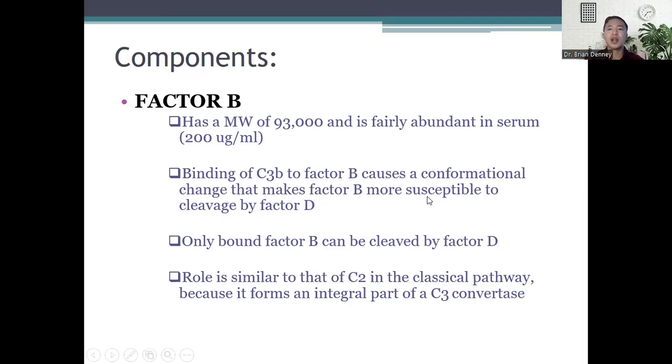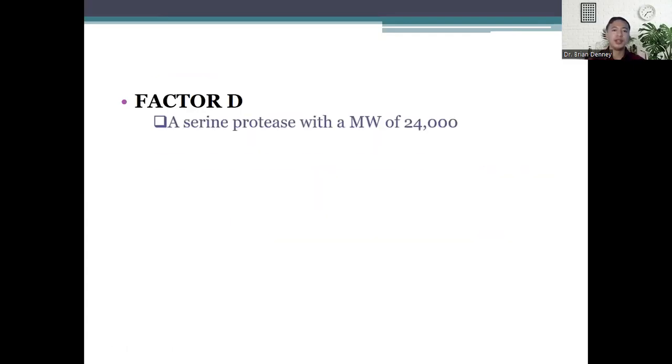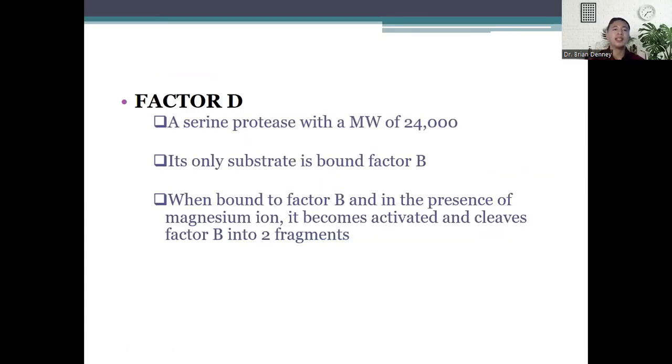So what is that complex produced? So factor D, its only substrate is bound factor B. Take note, bound factor B. If you answer in the exam factor B only, I will mark it wrong. It has to be bound factor B because your factor B undergoes conformational changes when bound to your C3b. So in the presence of your magnesium ions, factor B is cleaved by factor D into two fragments.